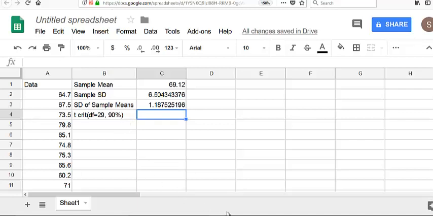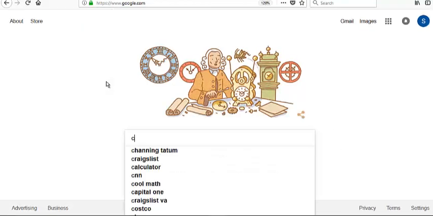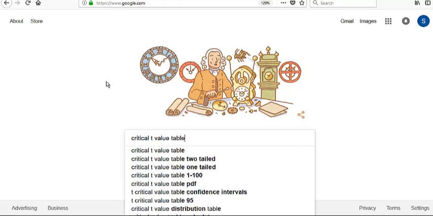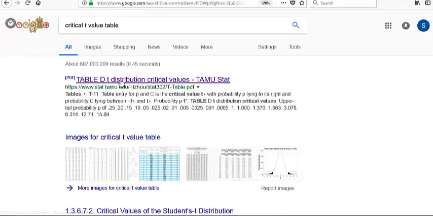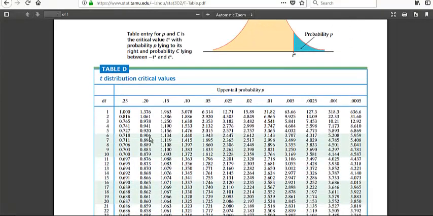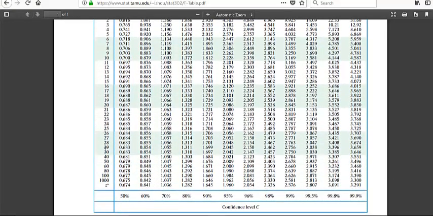So let's see, we need to go to the internet. Let's add a tab, do Google, and put in critical T-value table. And the first one is this PDF file. You open that up, it should look familiar. The left column is the number of degrees of freedom, and we have 29. So if you come down here, you see 29. And then you see the confidence level over here, so 50, 60, 70, 80, 90.